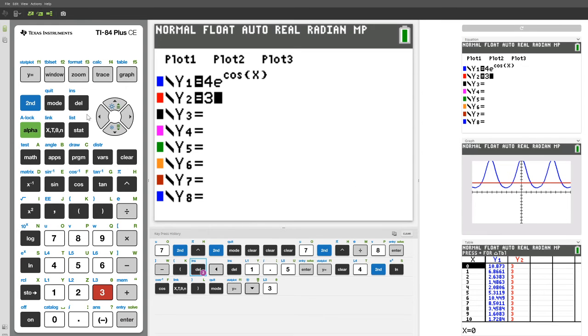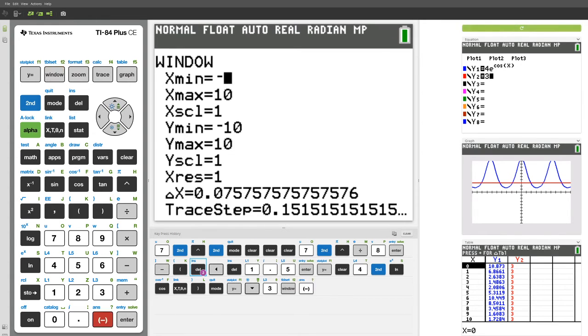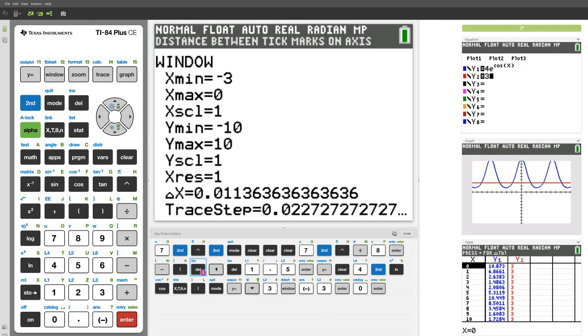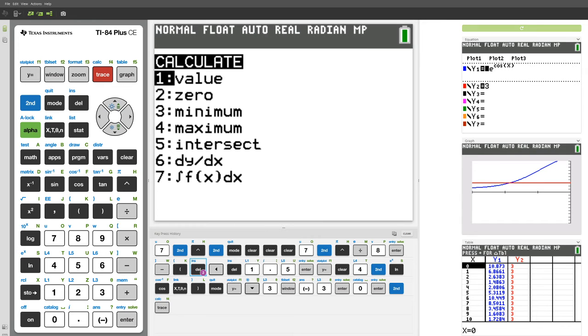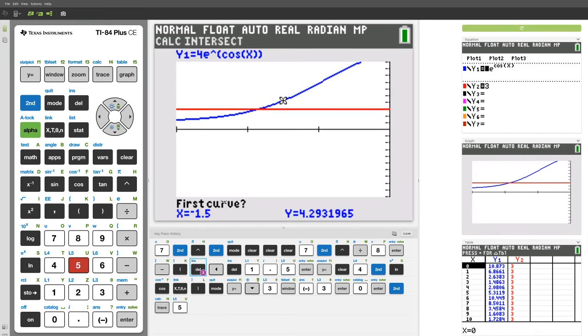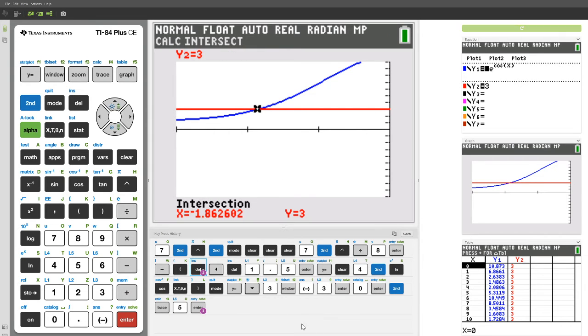So very good. When I go to my window, I can change this to be -3 to 0. And notice I am looking for where these two graphs are equal, so where the red and the blue line meet. How am I going to figure that out? The intersection. Very good. So calculate intersect, so number 5. It wants the first curve. I'm already on the blue curve, sure. Red curve, sure. No, I don't want to guess. And there's your answer. That's one option to find using intersections.